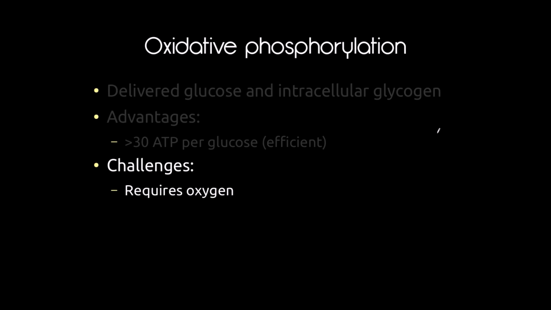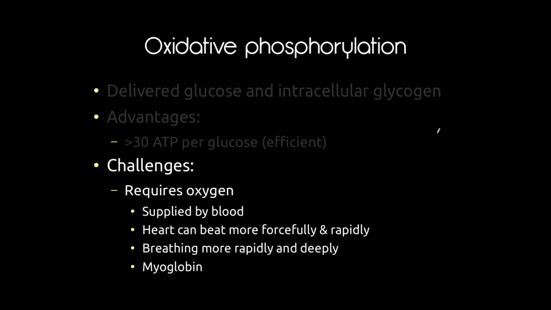This requirement for oxidative phosphorylation can't be met, so it's not possible to run it this way. Now, this oxygen is going to be supplied by the blood, so one way that we can increase the available oxygen is to increase capillary supply to a given muscle and inside that muscle, so we have more blood supply to that area. Also, to increase the blood supply, the heart can begin to beat more forcefully, more rapidly.